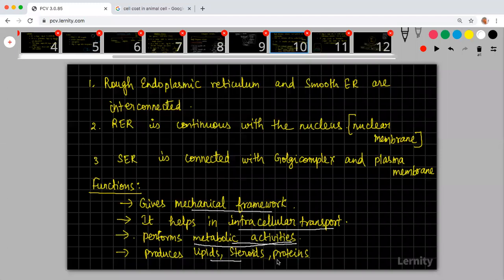Now tell me, RER or SER. Which one will produce lipids and steroids? SER. Okay, very good. Which one is going to produce the proteins? Proteins are produced by RER. Very good. Okay, so this is what is the case.